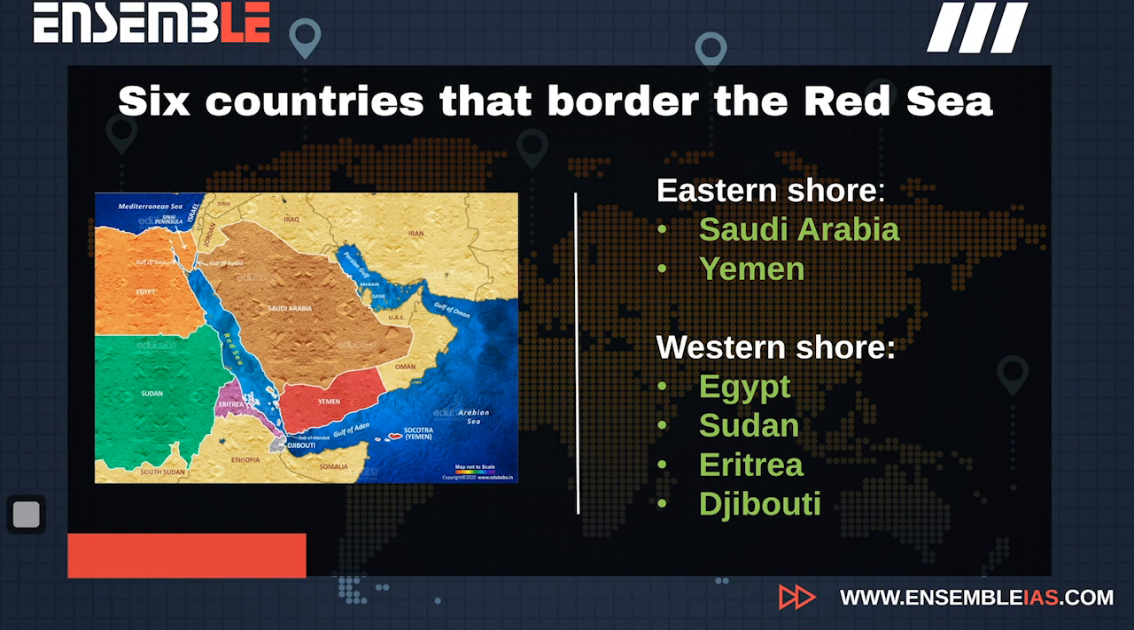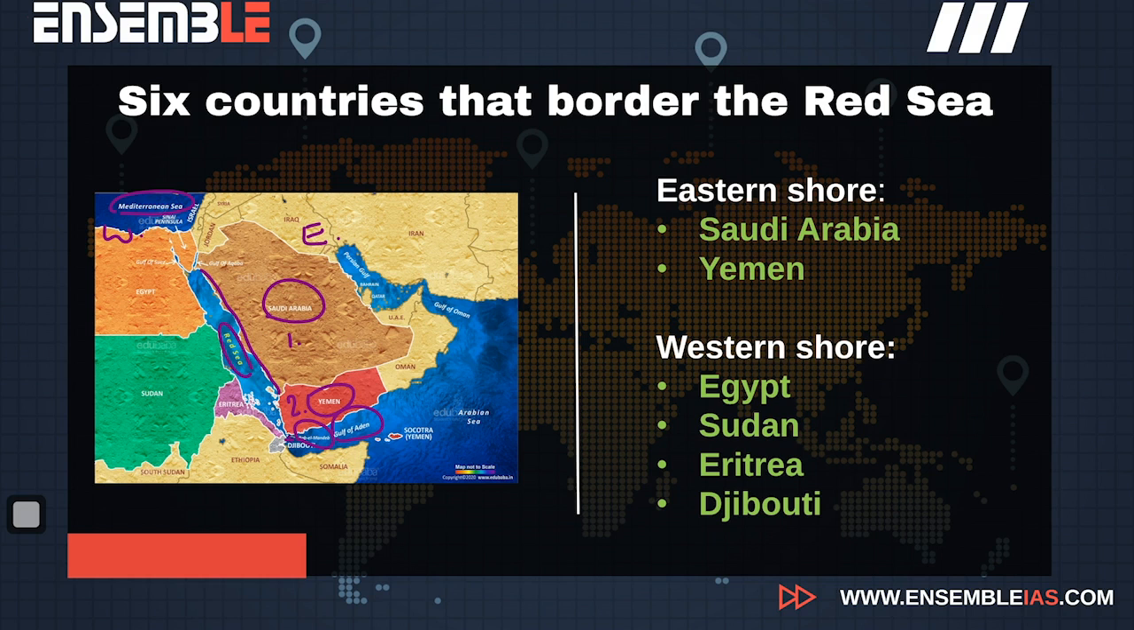Moving next, let's have all the names of the 6 countries that border the Red Sea. This is the east side and this is the western side. Towards the north, it is marked by the Mediterranean Sea. In the south, it is connected to the Gulf of Aden through the Strait of Bab al-Mandeb. In the east, this is Saudi Arabia and this is Yemen. These two countries on the Arabian Peninsula mark the eastern boundary of the Red Sea.